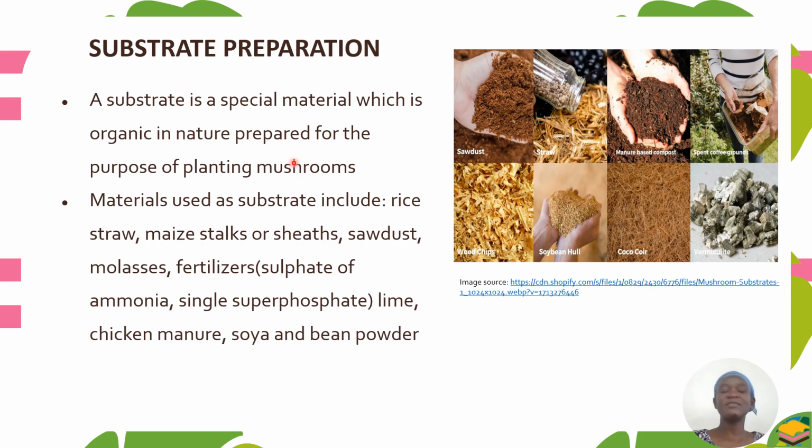So what are these special organic materials which we prepare where we can grow our mushroom? Materials used as substrates may include rice straw, maize stalks or sheath, sawdust, molasses, and fertilizers. Sometimes we add some inorganic materials so as to boost production. Instead of fertilizers, we can just add chicken manure.